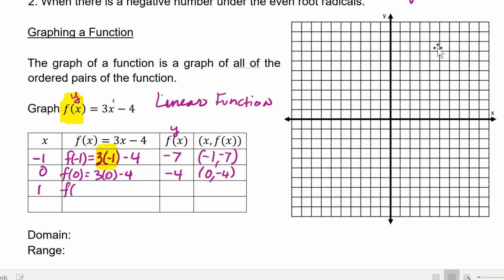And then you have a +1. So you have 3 minus 4, which is -1. So your point is 1, -1. Now when you plot that, you go left for -1, down 1, 2, 3, 4, 5, 6, 7, for -1, -7, 0, -4, 1, 2, 3, 4, and 1, -1.